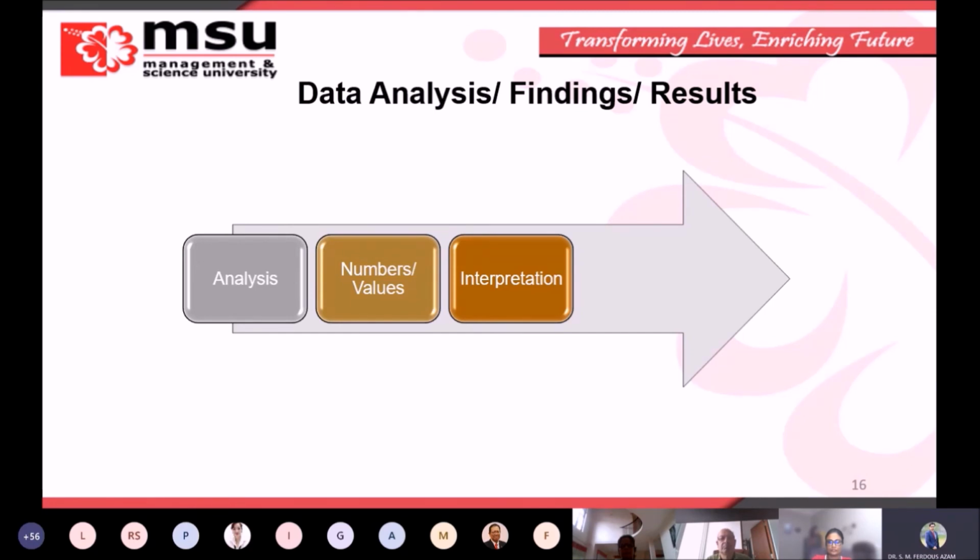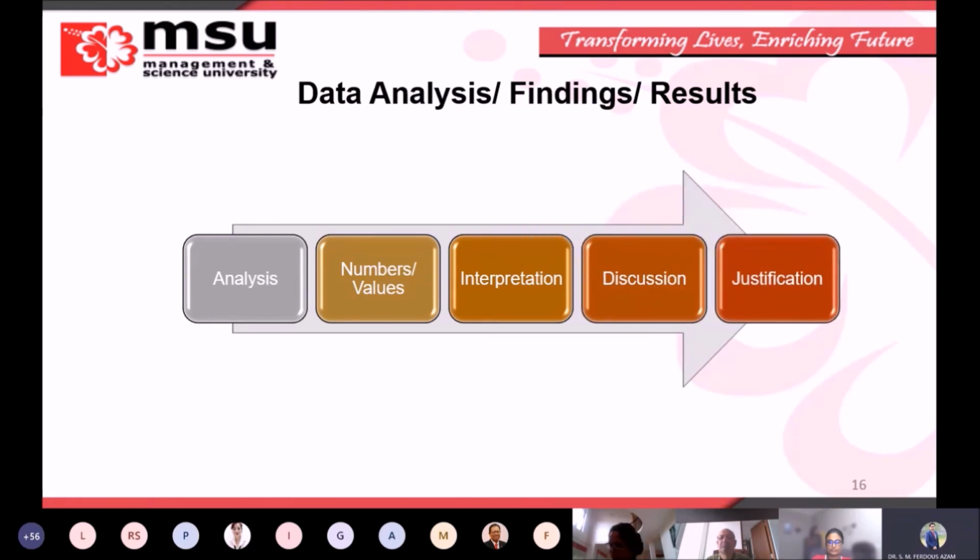After interpretation, we need to do what? We need to do discussion. And finally, we have to come up with justifications. So these are the steps: 1, 2, 3, 4, 5. These are 5 steps for your quality manuscript. And of course, for your thesis.